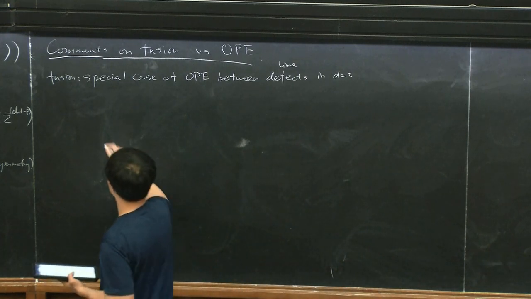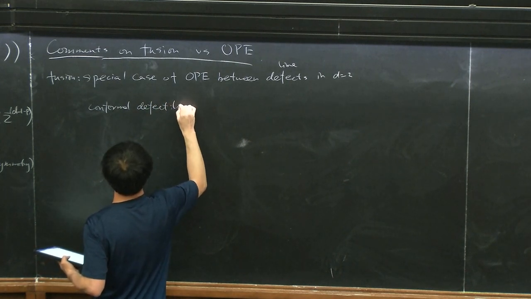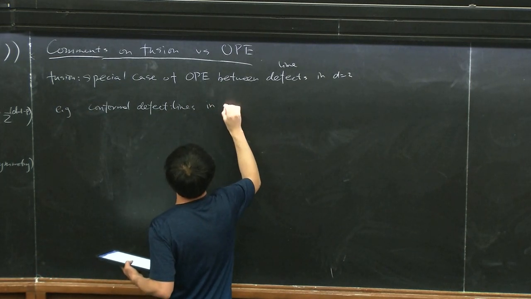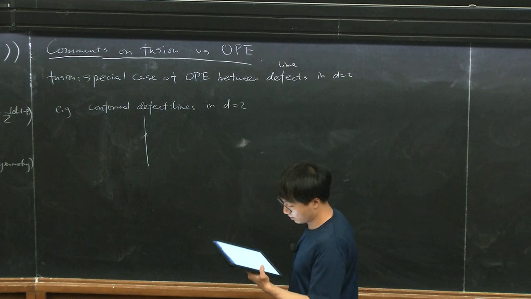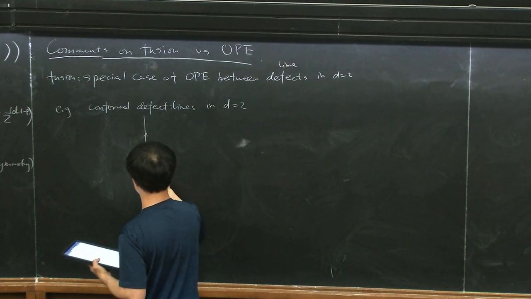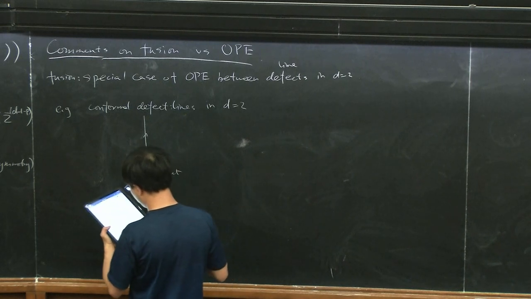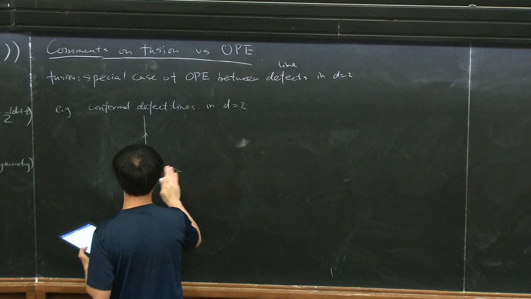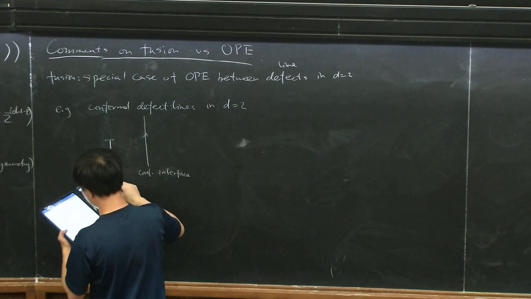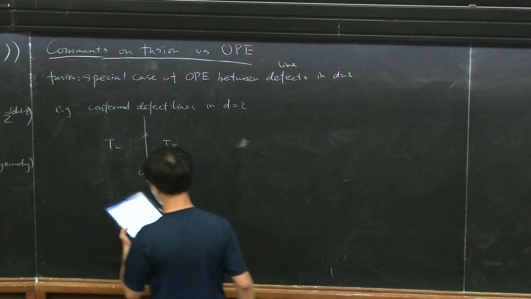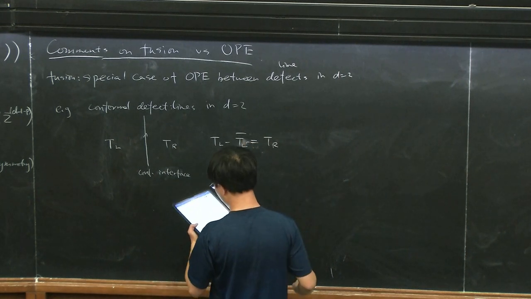For example, just to make connection to existing knowledge about defects, let's consider an example of conformal defects. A large class of non-trivial defects are these conformal defects, conformal defect lines, in D equal to 2. These defect lines are denoted by the same picture, but let me emphasize this is a conformal defect in general. In general, it can actually be an interface. It's defined such that the stress tensor on this side satisfies this relation.